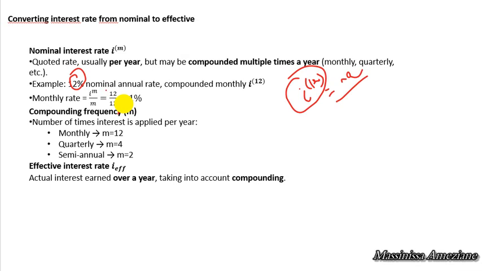And the effective interest rate is the actual interest earned over a year, taking compounding into account. Because if I say the nominal is 12%, how did we get this 12%? Just by multiplying 1%, which is the monthly interest rate, by the number of periods, which is 12 here. So it is 12%. Now we didn't take into account the compounding. In reality, it is compounded, because each month we add the interest to the present value.